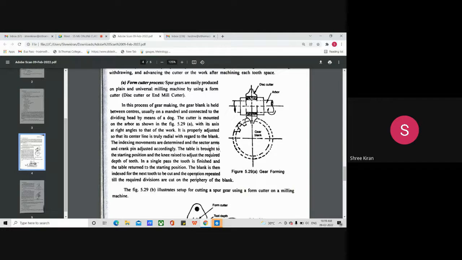This is what happens mainly in the case of a form cutter operation.